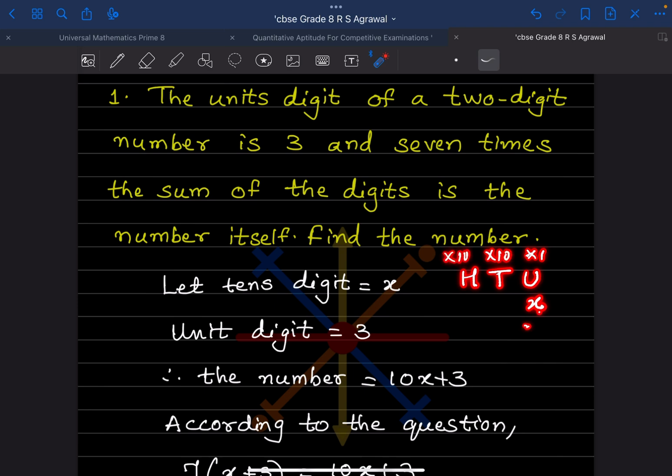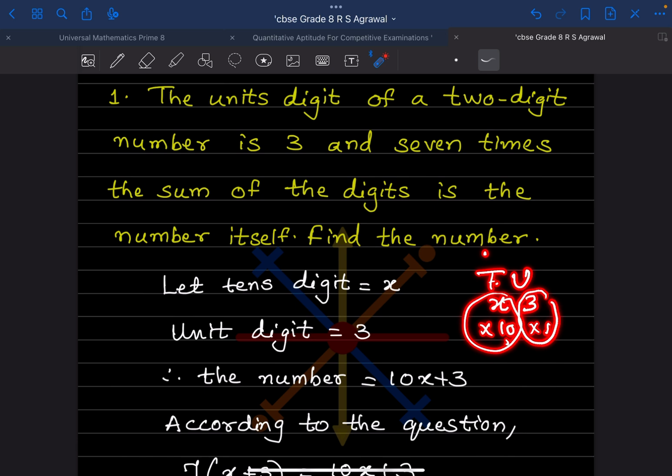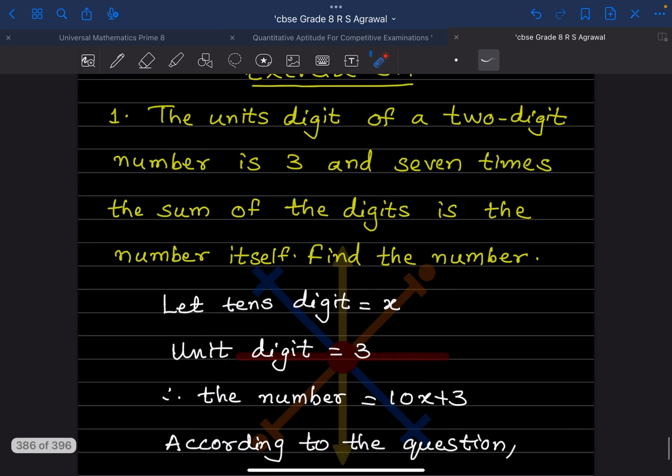So here this is the tens and units. This is x and this will be 3. So here you are going to multiply this by 10 and this by 1. So that is going to be 10x plus 3. So the number is 10x plus 3.